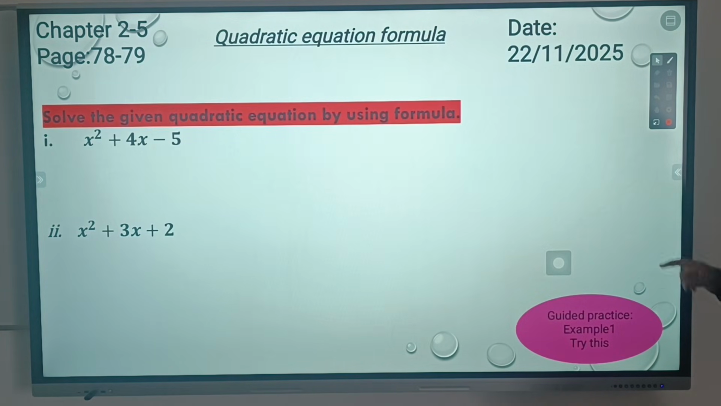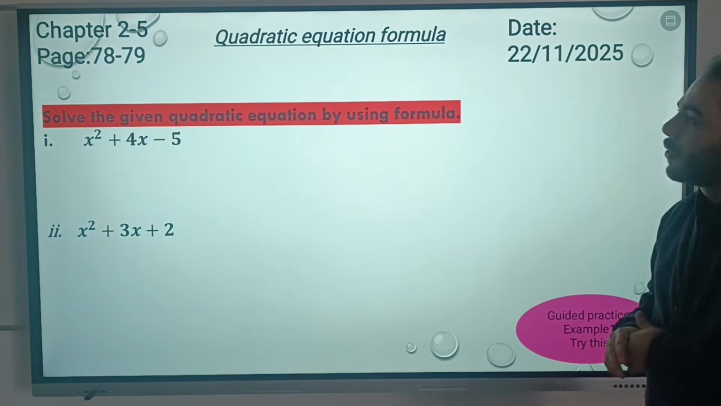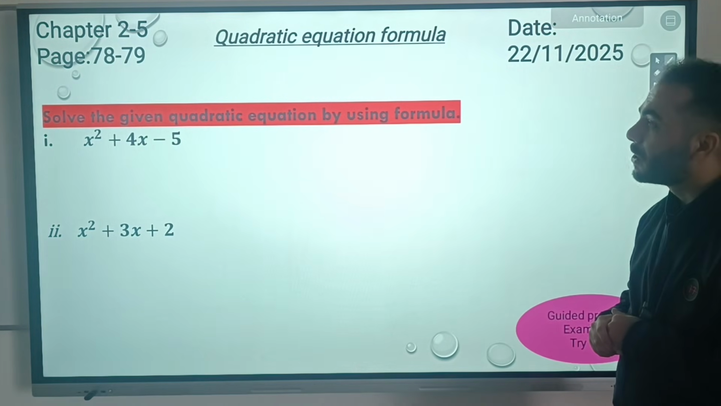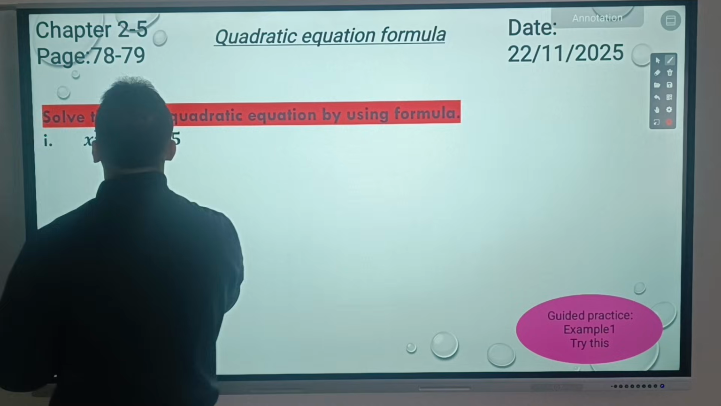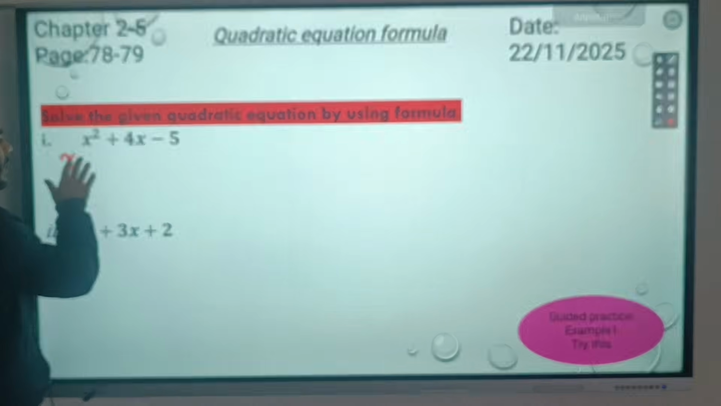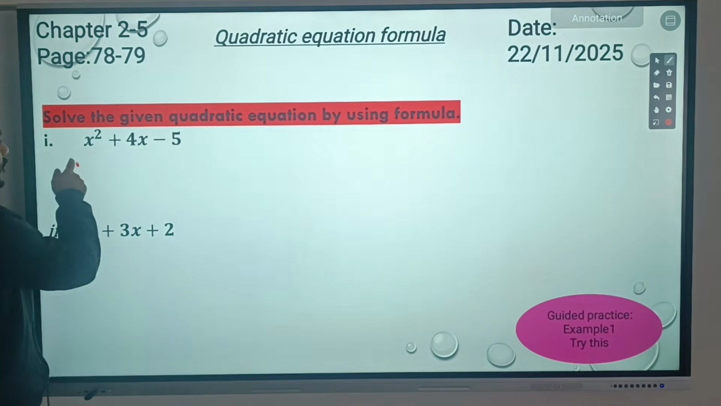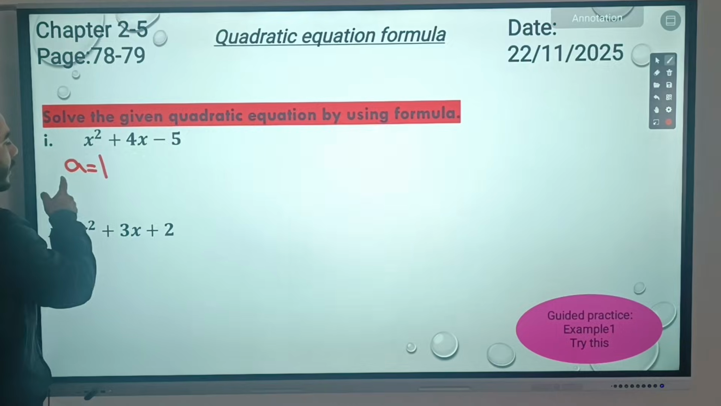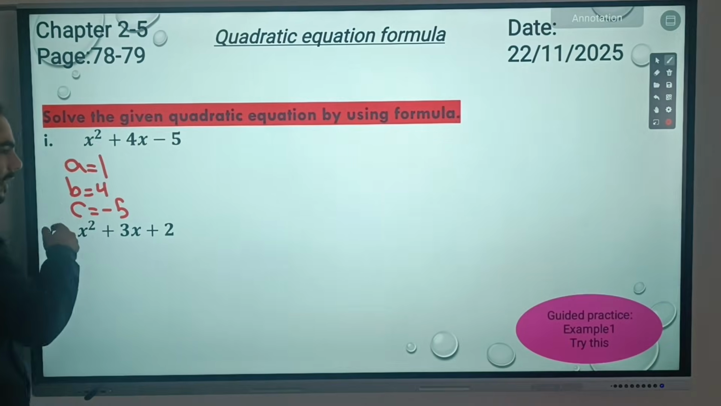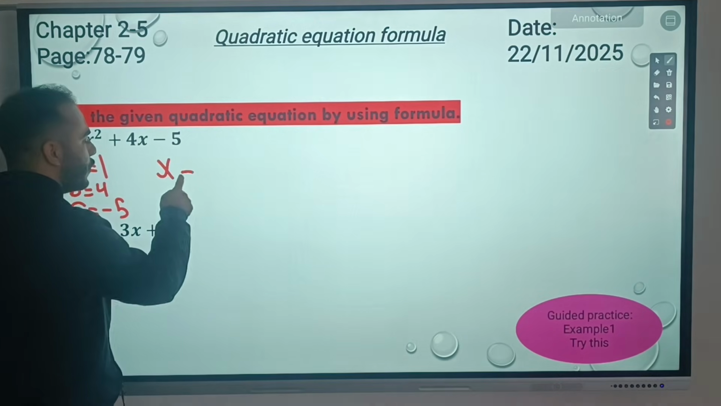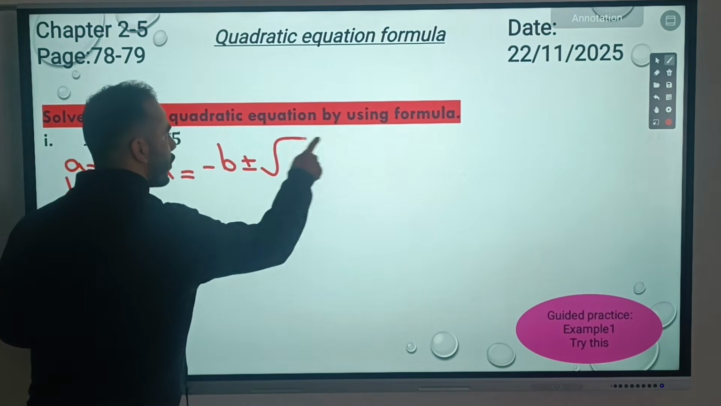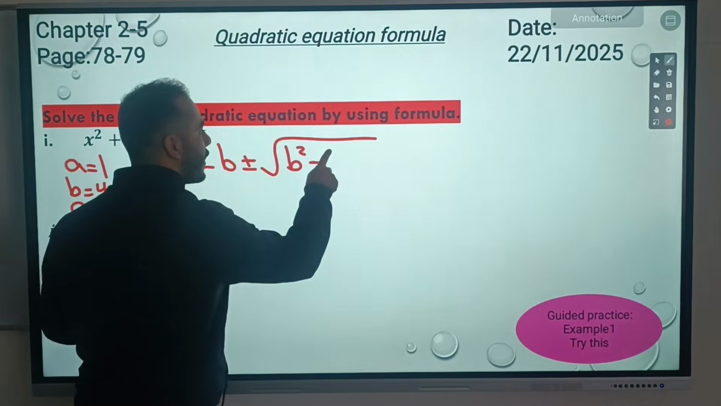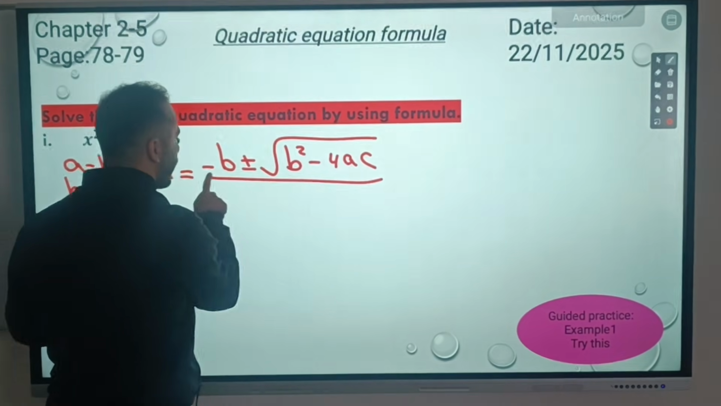Okay, so there are two questions here. Solve this given quadratic equation by using the formula: x squared plus 4x minus 5. So first of all, what did I say? Try to determine what is A, what is B, what is C. So A here is 1, B here is 4, and C here is negative 5. Be careful. So x would be negative b plus minus square root of b squared minus 4ac over 2a.